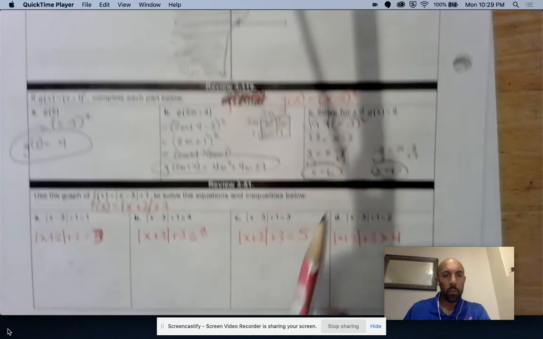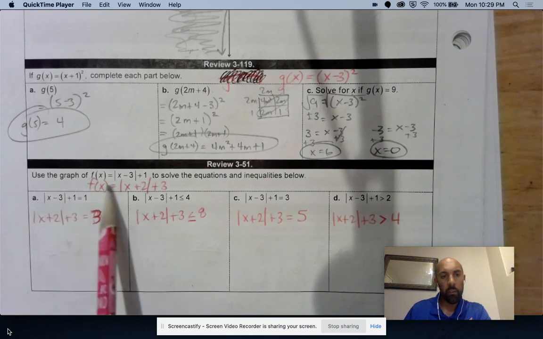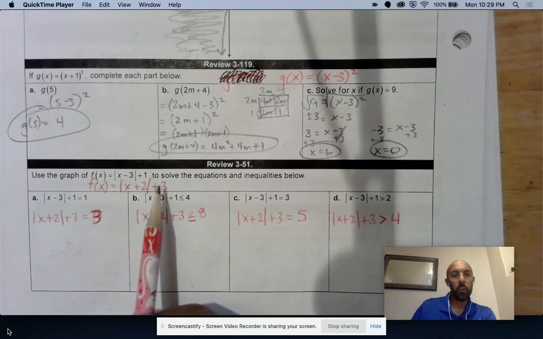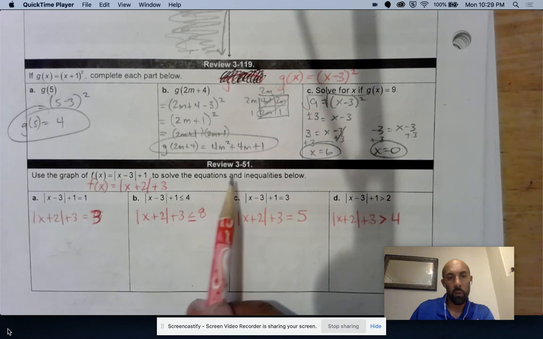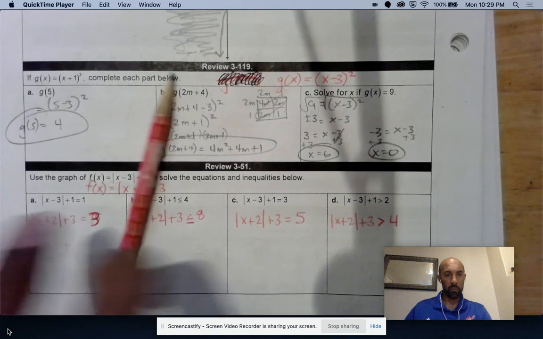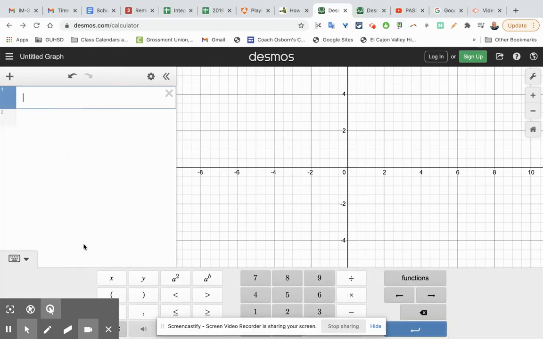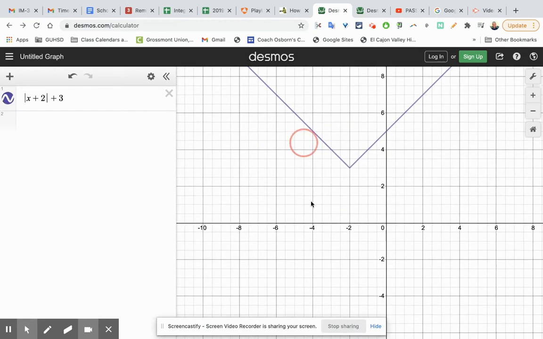Okay, so the last one. It's saying use the graph of absolute value of x plus 2 plus 3 to solve equations. So let's use the graph. What we're going to do is go to Desmos, and first we're going to graph this function, the absolute value of x plus 2, plus 3. So there's our function there.